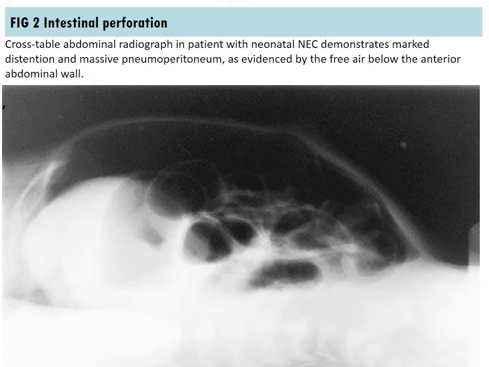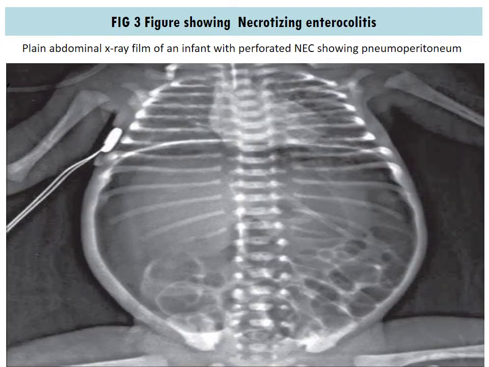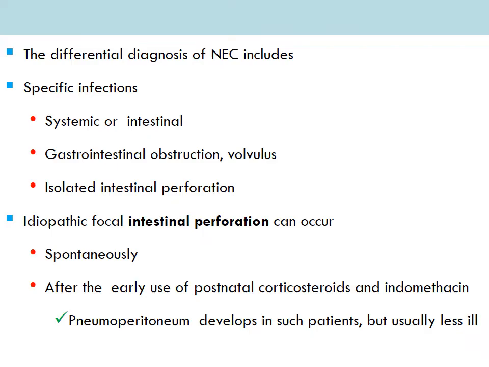Cross-table abdominal radiograph in a patient with neonatal necrotizing enterocolitis demonstrates marked distension and massive pneumoperitoneum, as below. The anterior abdominal wall figure showing necrotizing enterocolitis. Plain abdominal X-ray film of an infant with perforated necrotizing enterocolitis and pneumoperitoneum.